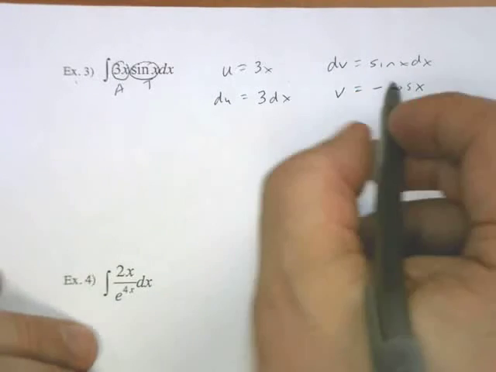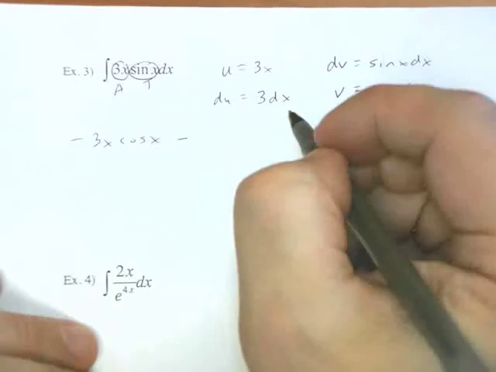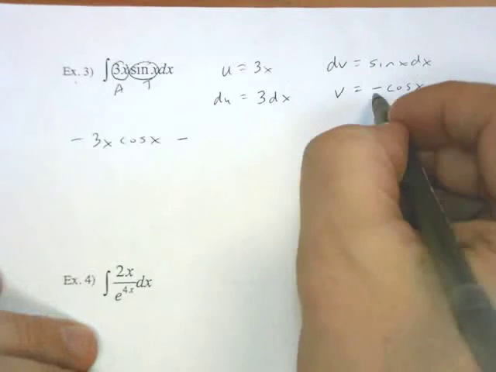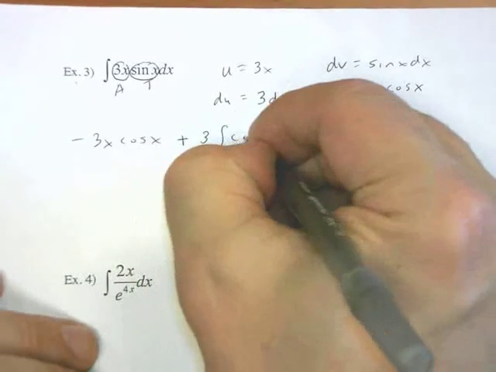Okay, now we try that. I got u times v, so that's negative 3x cosine x, minus the integral of v du. Now v du has a negative, so I can take that out and make that a plus. I can take the 3 out, and then I have cosine x dx.